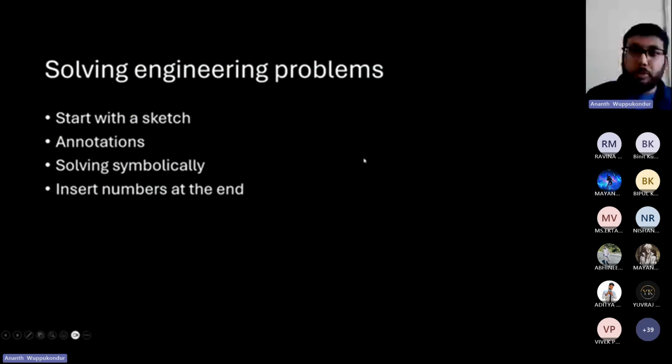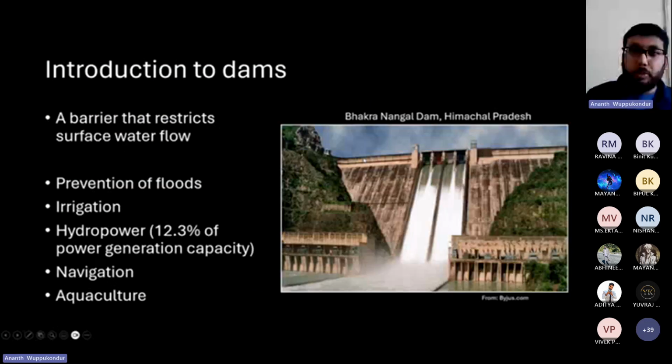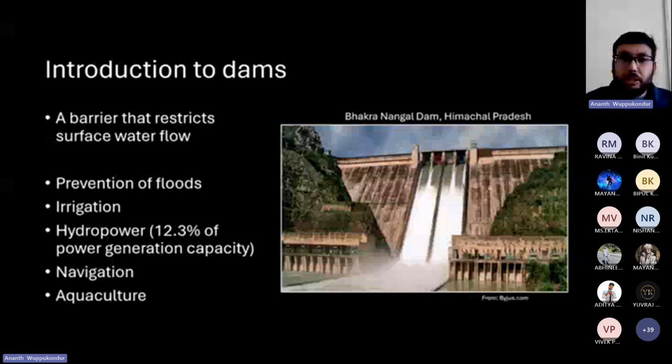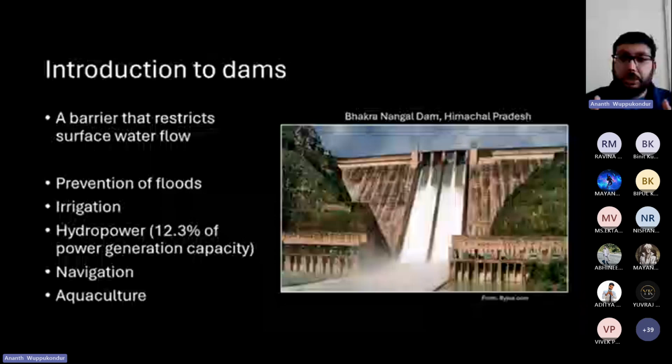Now moving forward in the presentation. This is an introduction to dams, and we are going to talk about dams throughout every Monday lecture. A dam is a structure that is built to restrict the flow of surface water. For example, it could be for the purpose of reducing flood flows to the downstream sections. If you build a dam, you're creating a pool of water, which is the reservoir, that would prevent the flood from reaching the downstream sections.